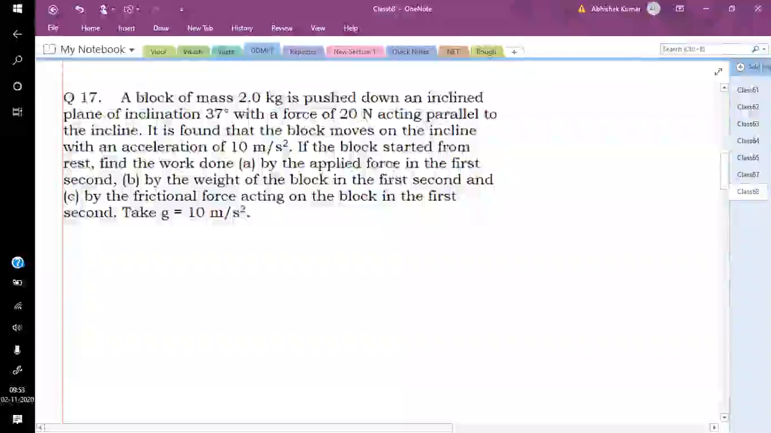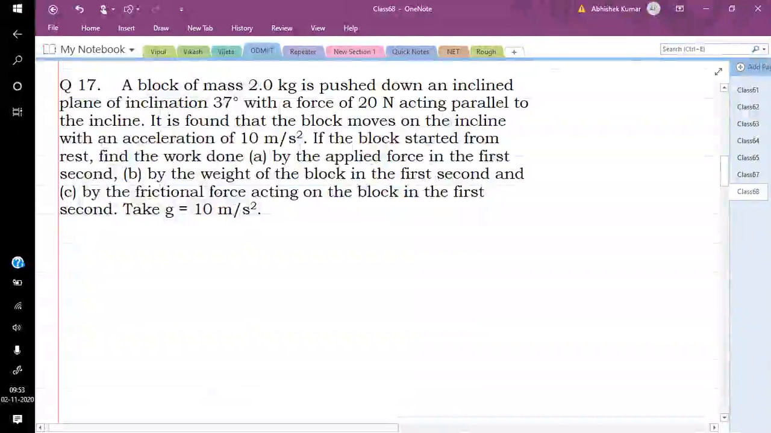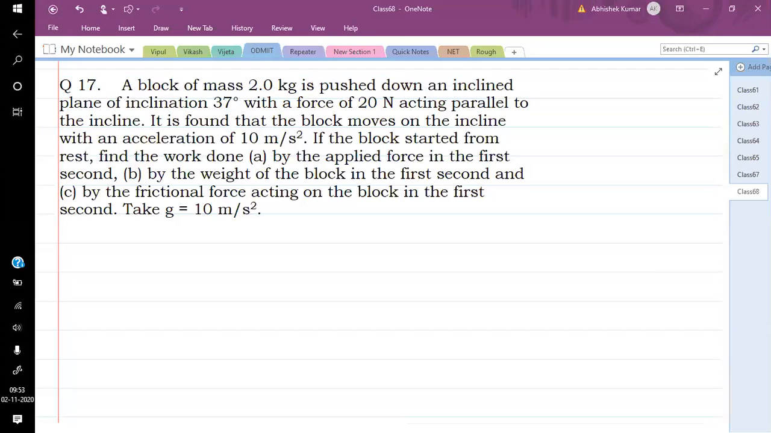Look at this question. A block of mass 2 kg is pushed down an inclined plane of inclination 37 degrees with a constant force of 20 Newton acting parallel to the incline. It is found that the block moves on the incline with an acceleration of 10 meters per second squared. If the block started from rest, find the work done by the applied force in the first second, by the weight of the block in the first second, and by the friction force acting on the block in the first second.